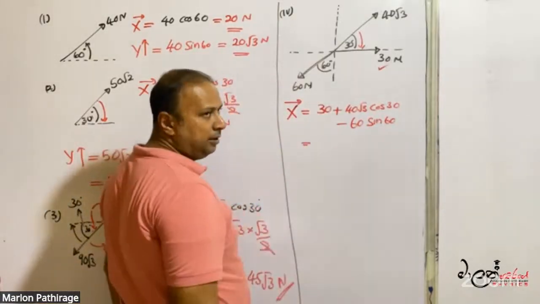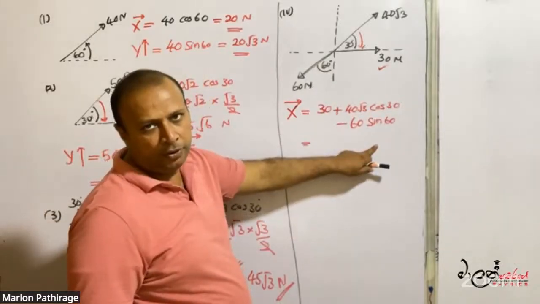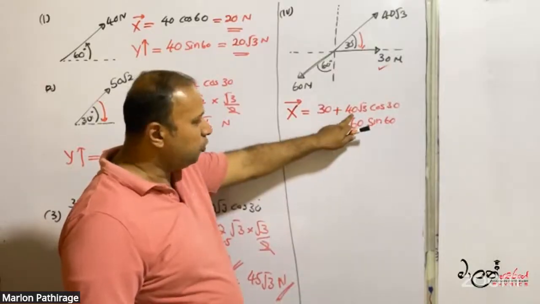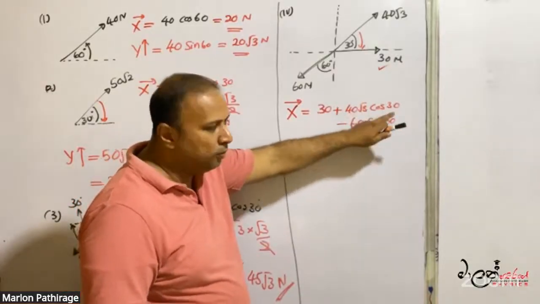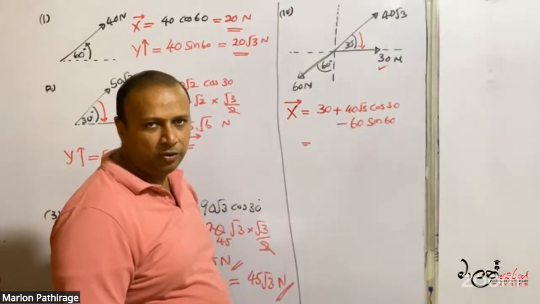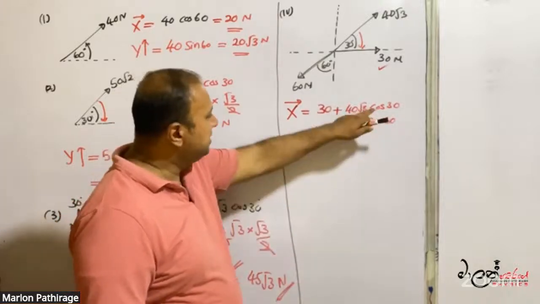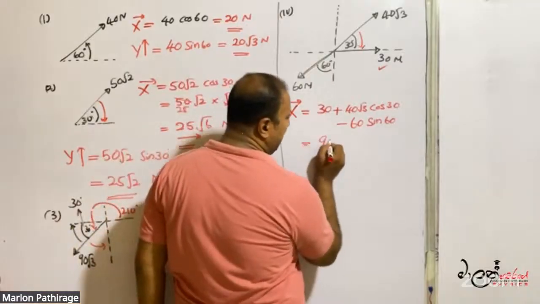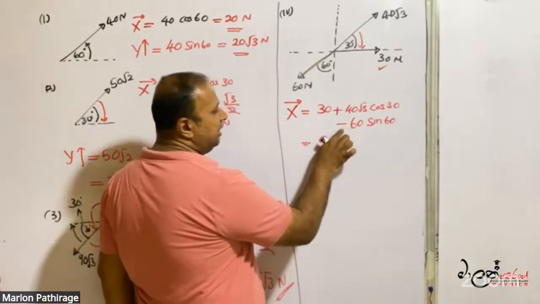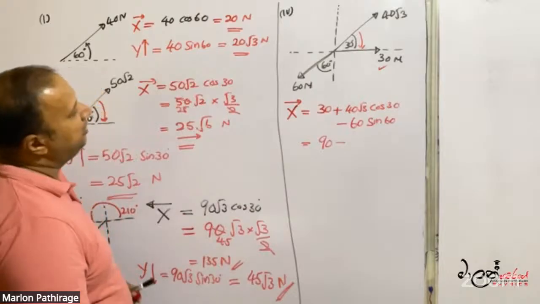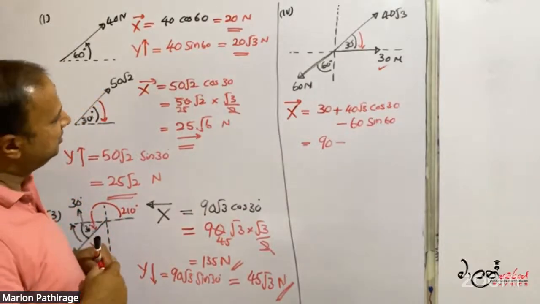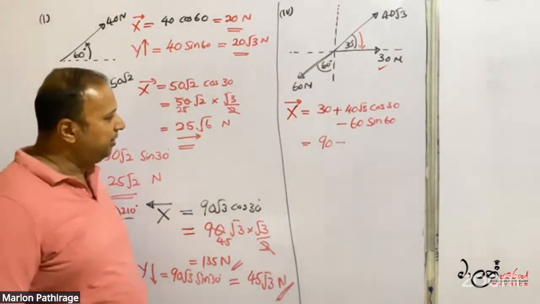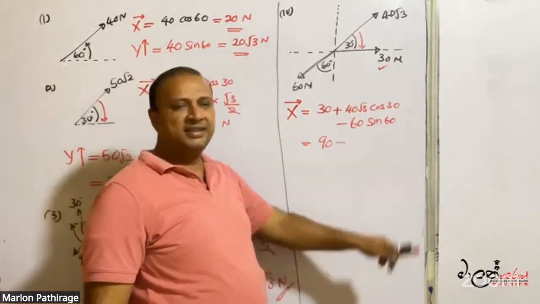Look at this: 40 root 3 into cos 30, which is root 3 over 2, so you divide by 2. It will be 20. Root 3 into root 3 means 3. 3 into 20 means 60. 60 plus 30 means 90, minus 60 sin 30.